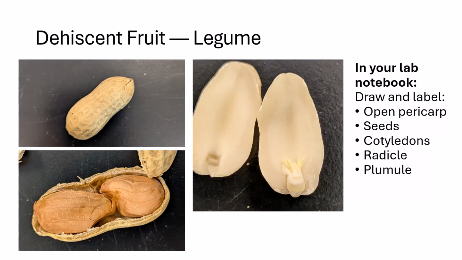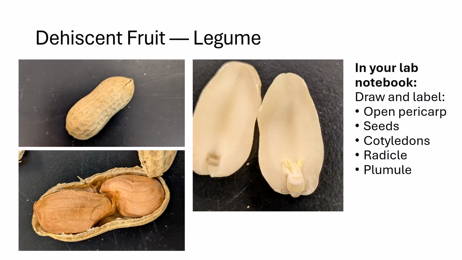First, we will examine a legume, which is a type of dehiscent fruit. Look at the peanut in its shell in the top left photo. The outer shell is the pericarp, which forms the fruit wall. In the bottom left photo, the shell is open. Notice how it is split along the seams, revealing the seeds inside. These seeds are the edible portion we eat.